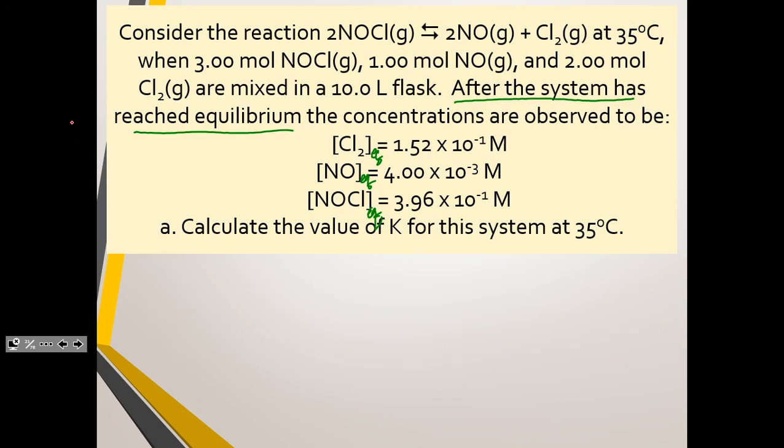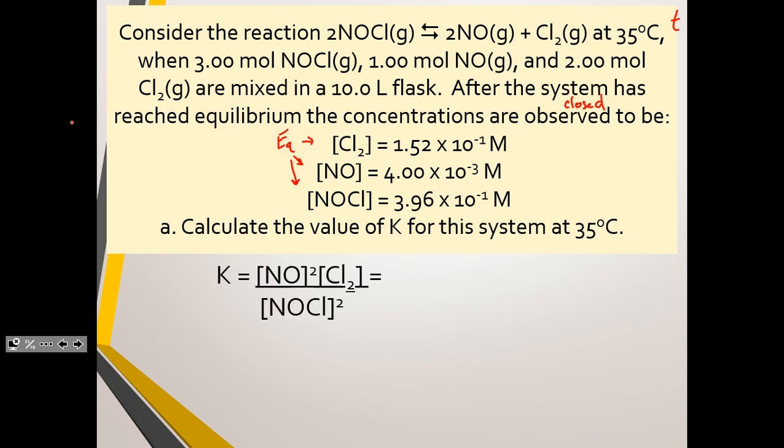So let's consider a reaction at equilibrium of NOCl with NO and Cl2. It's at a certain temperature when 3 moles of NOCl and 1 mole of NO and 2 moles of Cl2 are mixed in a 10-liter flask. After the system has reached equilibrium, we're assuming that this is a closed vessel, the equilibrium concentrations are considered here. So these are all at equilibrium. Note that these are not the initial concentrations. Calculate the value of K for this system at 35 degrees Celsius.